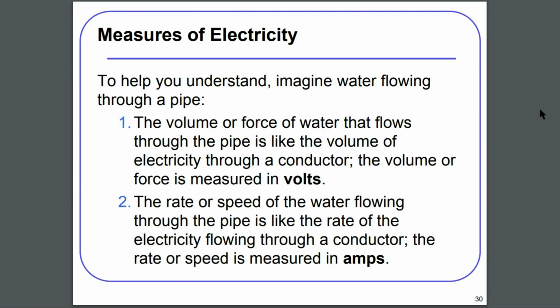In this slide we can check the measures of electricity. To help you understand, imagine water flowing through a pipe. The volume or force of water that flows through the pipe is like the volume of electricity through a conductor. The volume or force is measured in volts. The rate or speed of the water flowing through the pipe is like the rate of the electricity flowing through a conductor. The rate or speed is measured in amperes.